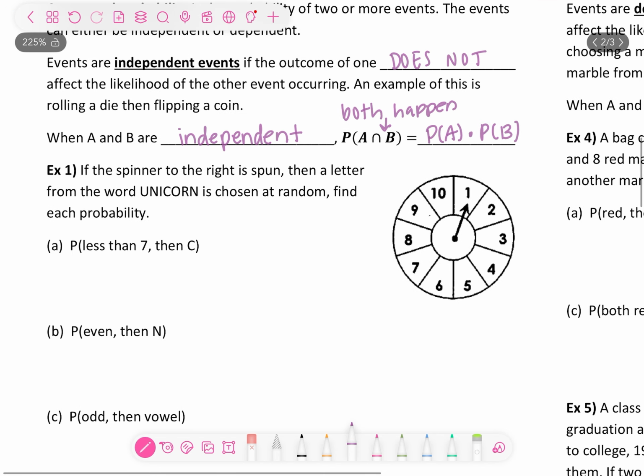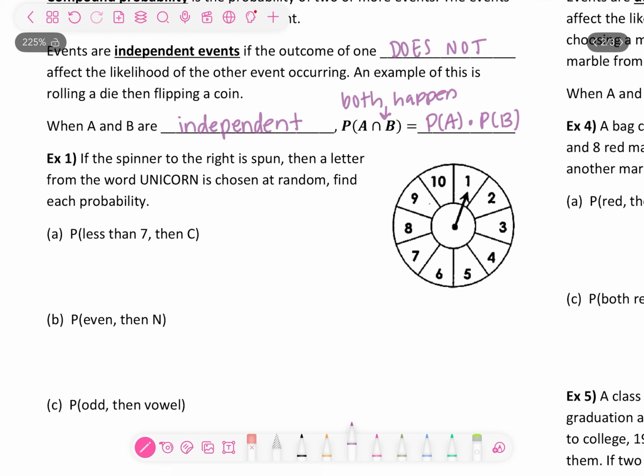So here's some examples. If the spinner to the right is spun, then a letter from the word unicorn is chosen at random. Find each probability. So this spinner is going to be spun, and then we're going to choose randomly a letter from the word unicorn. So let's look at the totals first, and then we'll do these probabilities. So first of all, the total of the spinner is 1 through 10. So the total over here is 10.